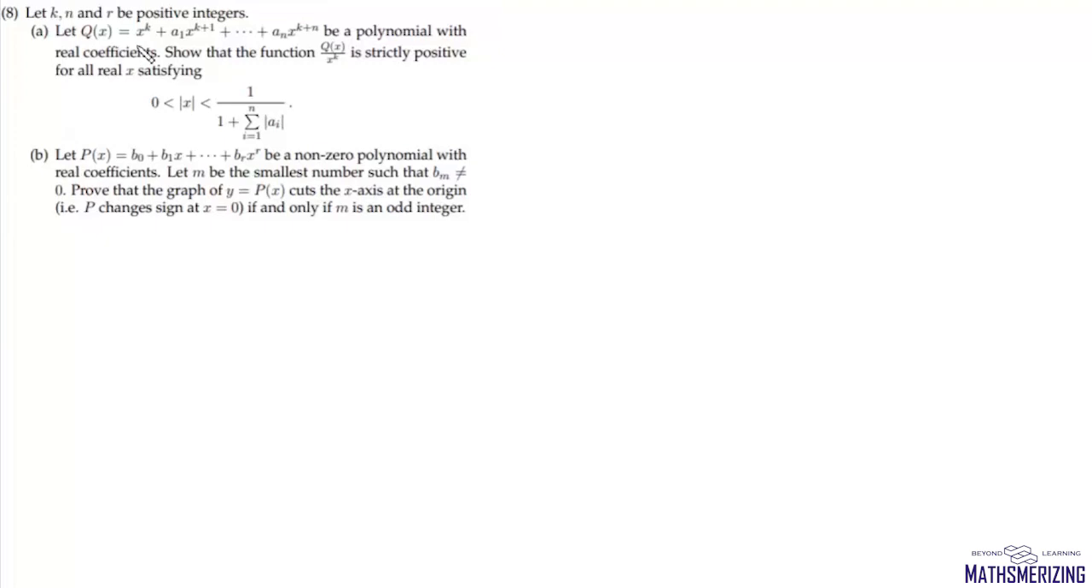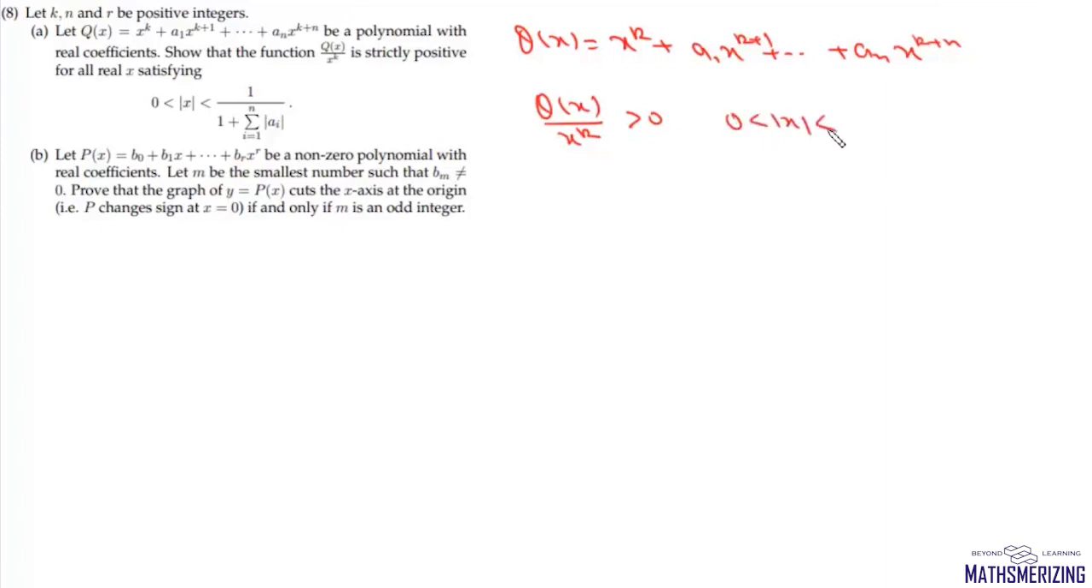Now question number 8 is, let Q(x) be a polynomial which is x to the power k plus a1 x to the power k plus 1 plus ... plus an x to the power k plus n. Now we need to show that this function Q(x) upon x to the power k is strictly positive when the value of mod x lies between 0 and 1 upon 1 plus summation i varies from 1 to n of mod ai. Now we look at this Q(x) upon x to the power k.